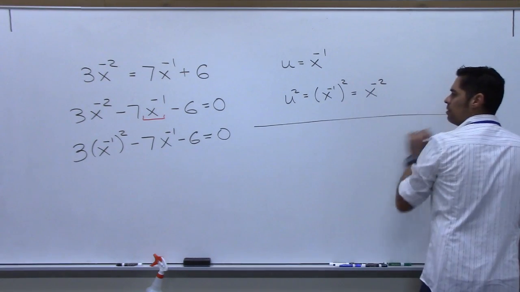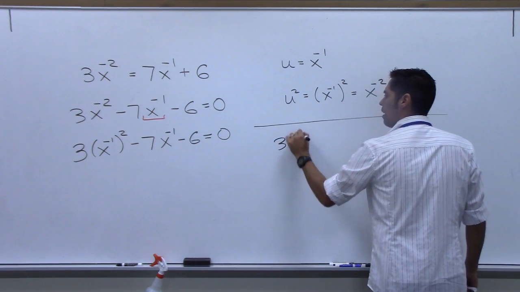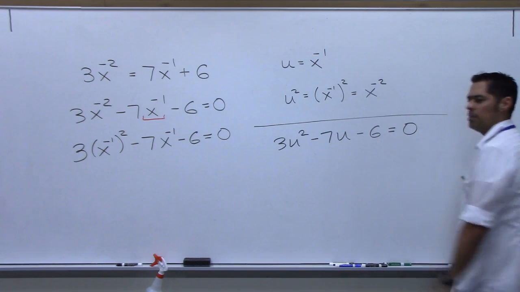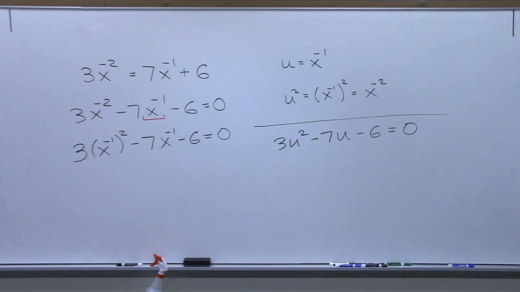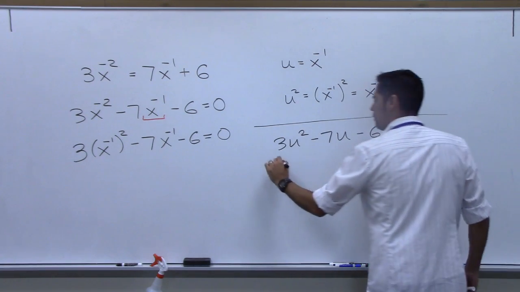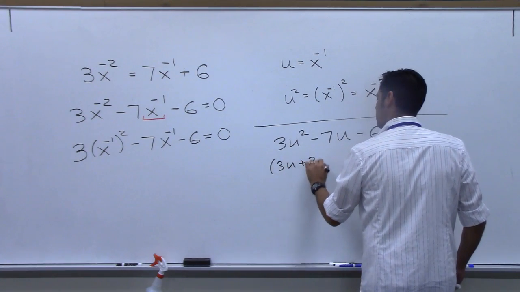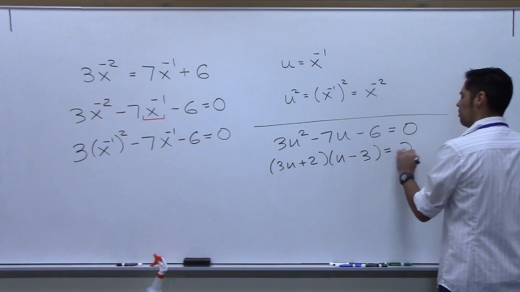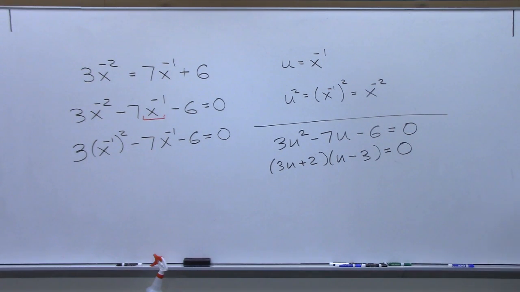Equation will turn into 3u squared minus 7u minus 6 equals 0. Do we all agree with that? Yes. Which factors to (3u + 2)(u - 3) equals 0. And then you can get two solutions from this.